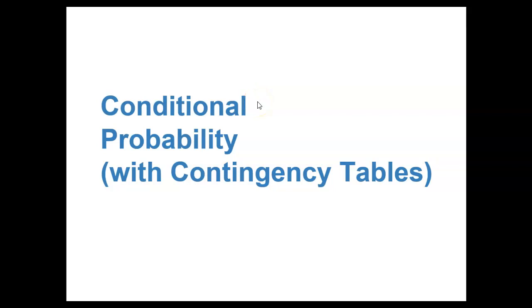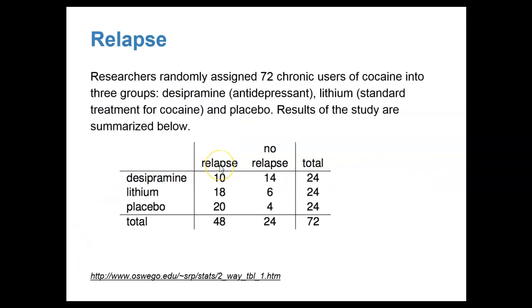In this video, we will look at how to find conditional probabilities with the use of contingency tables. In our first example, we will look at a relapse study in which researchers randomly assigned 72 chronic users of cocaine into 3 treatment groups.